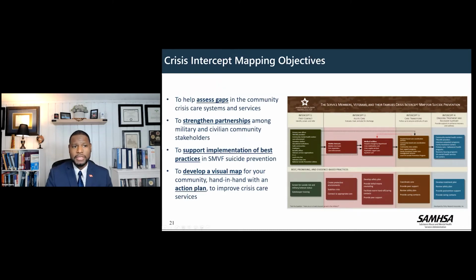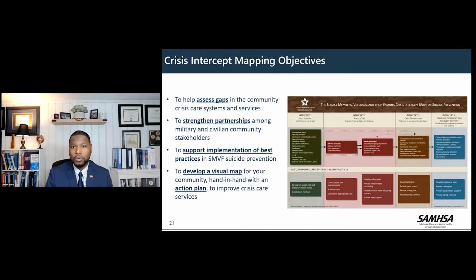Another one of the goals is really to strengthen some of those partnerships between the providers, those that provide support for veterans, and the community stakeholders that are relevant, have authority or responsibility to work with these populations across the community. So we want to strengthen those partnerships by bringing them together through this process, and then really institutionalizing some of that relationship bonding, that collaboration between these partners. Thirdly, to support the implementation of best practices.